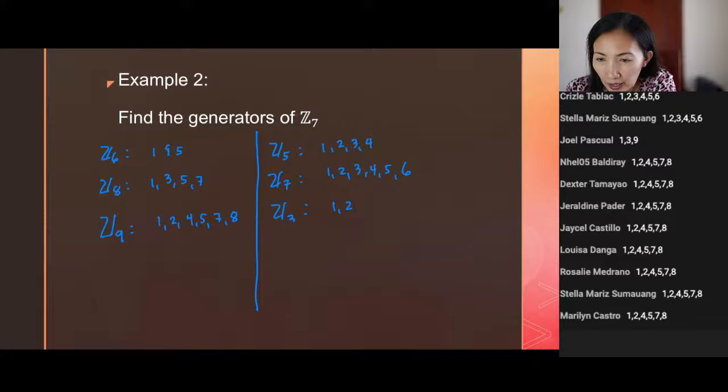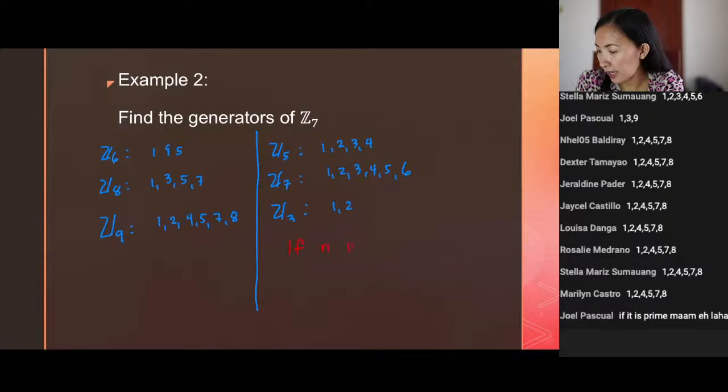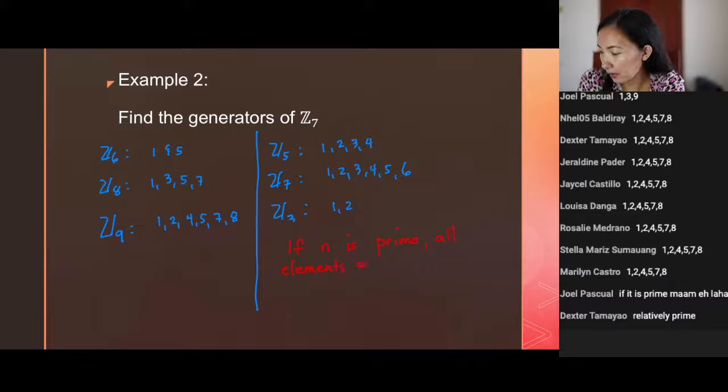Somebody mentioned about prime, Norlin? Yes. Okay, so let me just write it down then. If n is prime, all elements except the identity element are generators. Okay? Are generators. Or all non-zero elements are generators.